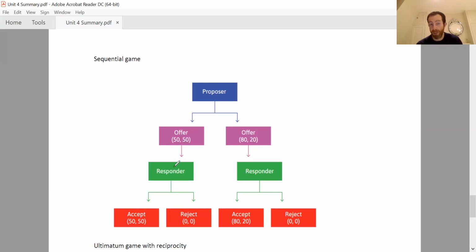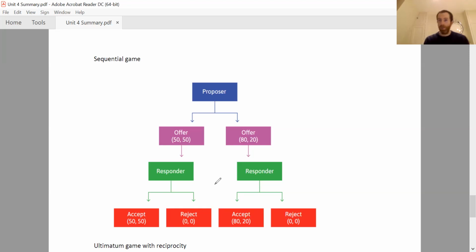So they could accept the 50-50 offer, and then proposer gets 50, responder gets 50, or they could reject, and then each player gets nothing. And same thing after the 80-20 offer. The responder could accept, and proposer gets 80, responder gets 20, or the responder rejects and they both get nothing.